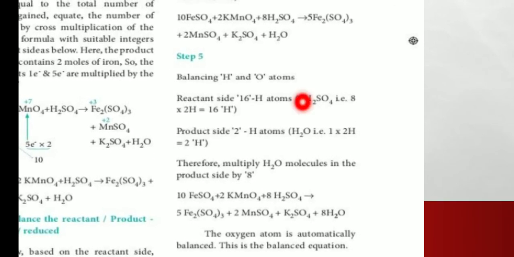Step 5. Balancing hydrogen and oxygen atoms. The reactant side has 16 hydrogen atoms from 8 H2SO4. The product side has 2 hydrogen atoms in H2O, so multiply the H2O molecules in the product side by 8, giving 8 H2O. The oxygen atoms are automatically balanced. This is the balanced equation.